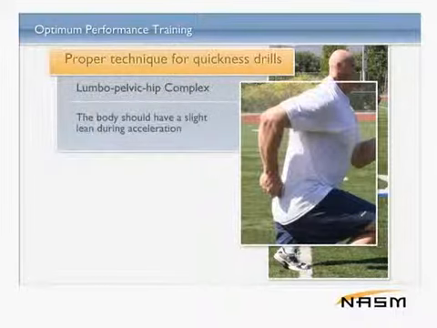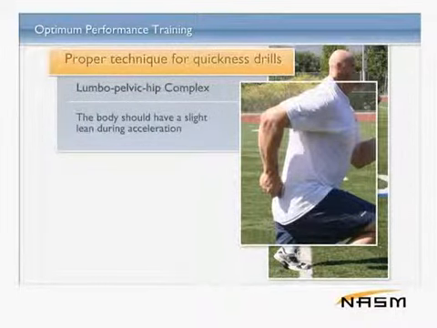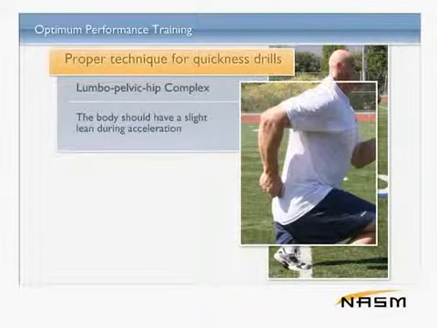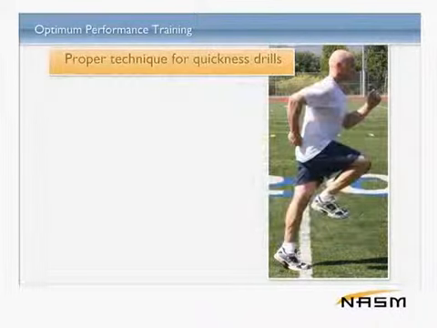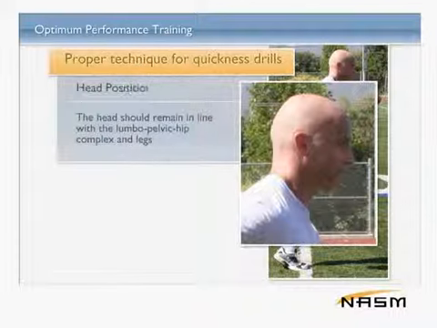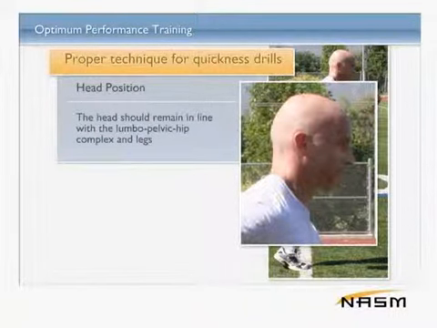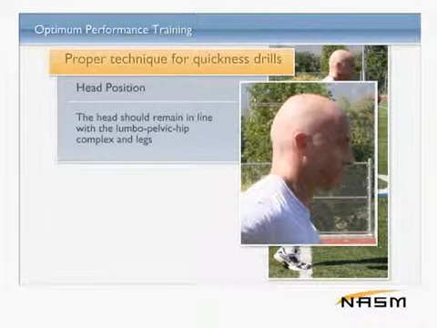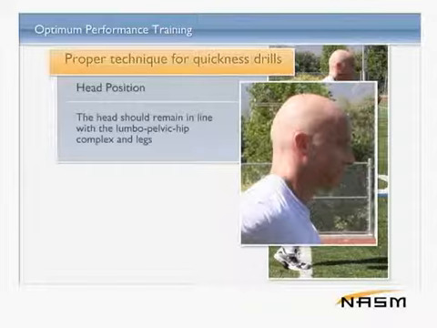Lumbopelvic hip complex. The body should have a slight lean during acceleration. During maximum velocity, the lumbopelvic hip complex should be fairly neutral, without excessive extension or flexion, unless to reach for an object. Head position. The head should remain in line with the lumbopelvic hip complex and legs. It should not compensate and move into extension unless necessary to track an object, such as a ball. This can affect the position of the lumbopelvic hip complex via the pelvo-ocular reflex.